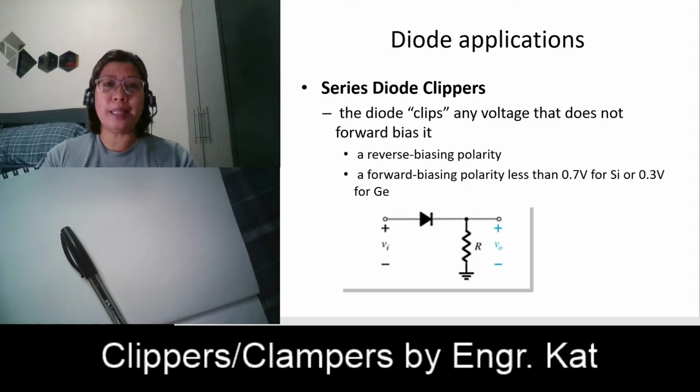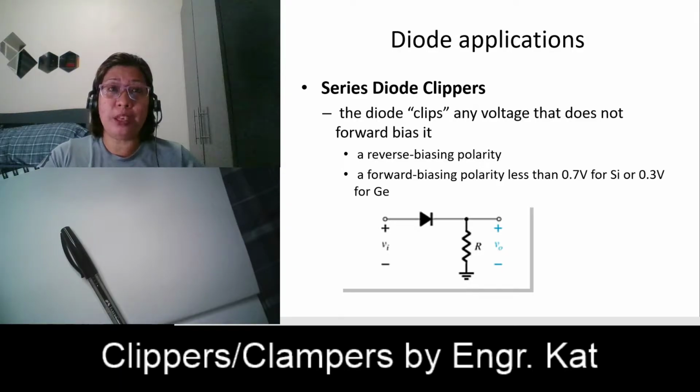How do we analyze series diode clippers? This is an example of a series diode clipper. As you can see, this looks familiar, right? This is just like the half-wave rectifier circuit that we have. Why half-wave? During the positive half cycle, we have plus and minus here. The positive is connected at the diode and the negative is grounded. Positive at the anode makes your diode forward biased, and since it is forward biased, we have an output waveform.